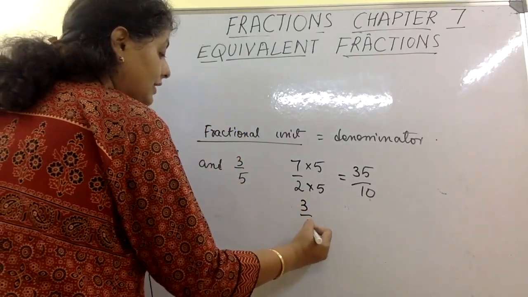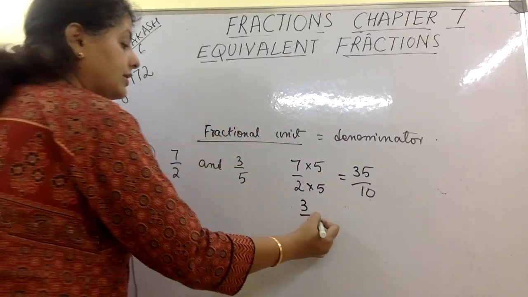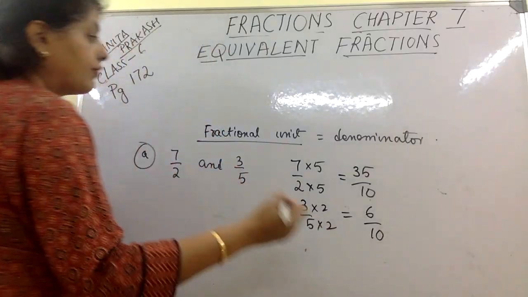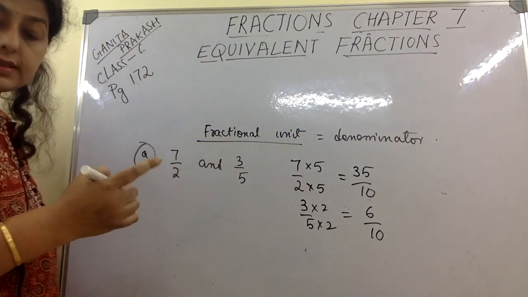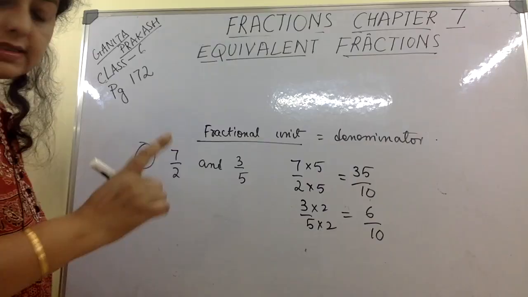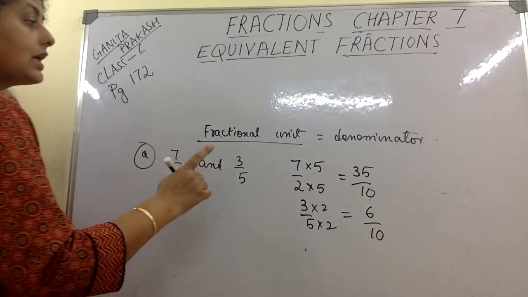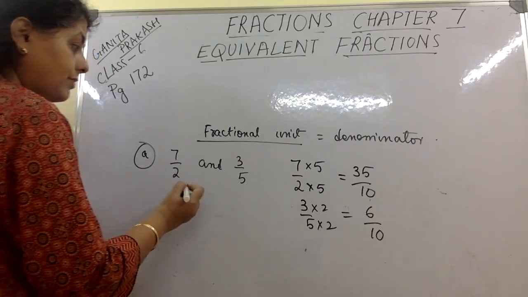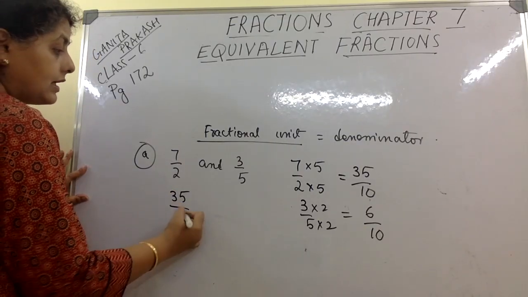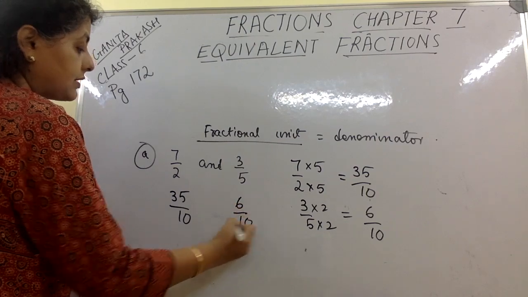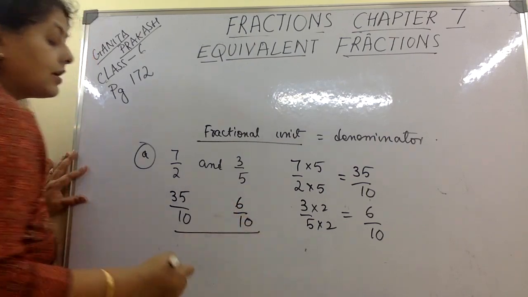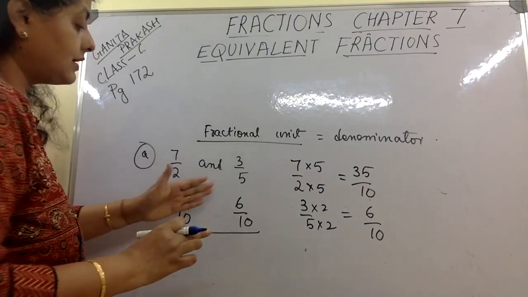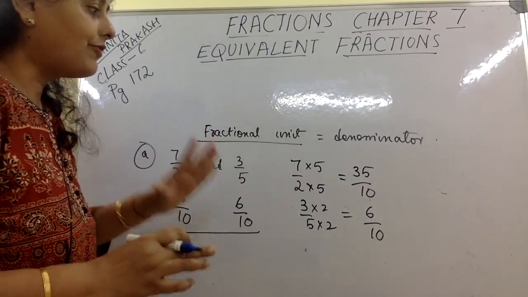And 3/5, here also I want the denominator to be 10. So multiplying by 2, I get 6/10. Now the question says for the given pairs of fractions, they should have the same fractional unit. So for 7/2 I made 35/10 and for 3/5 I made 6/10. So they have the same fractional unit. This is my answer, 35/10 and 6/10 with the same fractional unit.